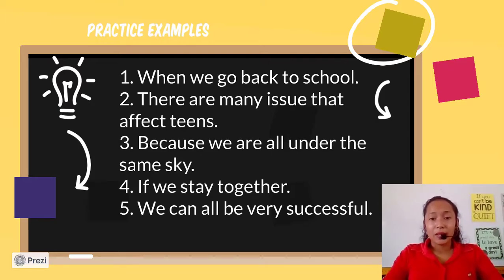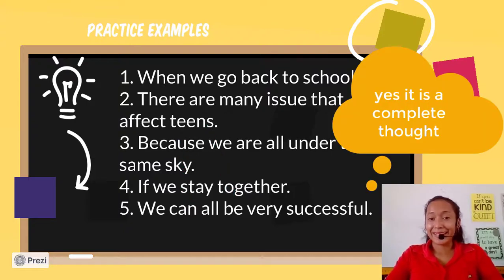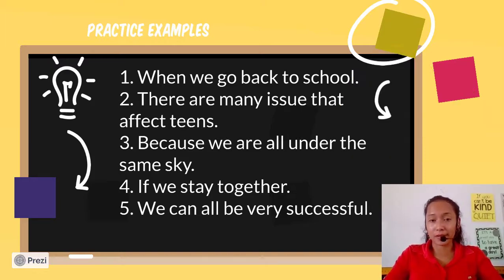Number 5, we can all be very successful. Subject we, there is a verb. Is there a complete thought? Yes, there is a complete thought. That particular example is an independent clause. So there we go with the examples.